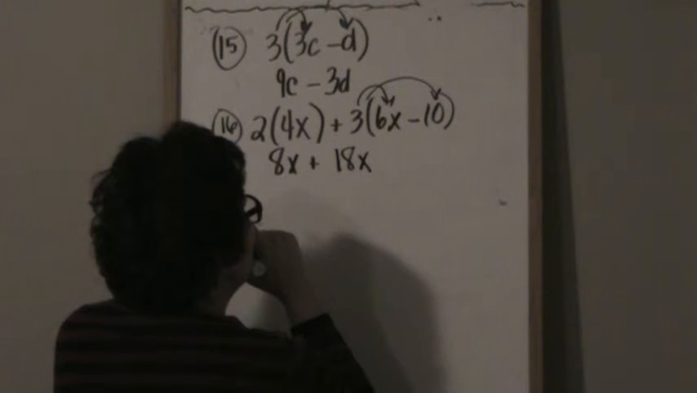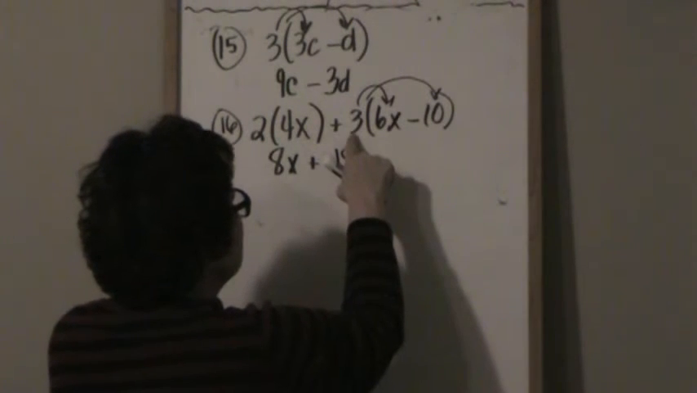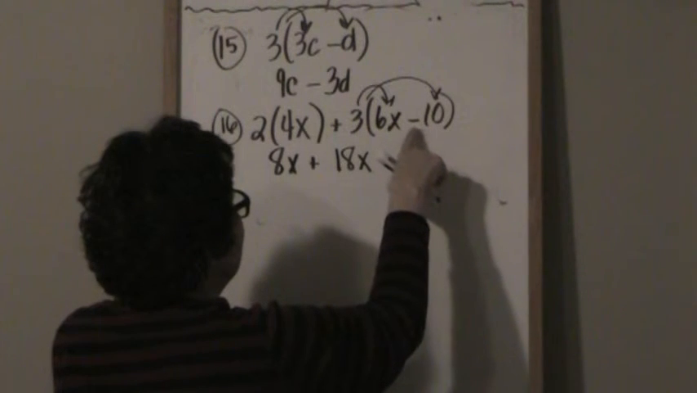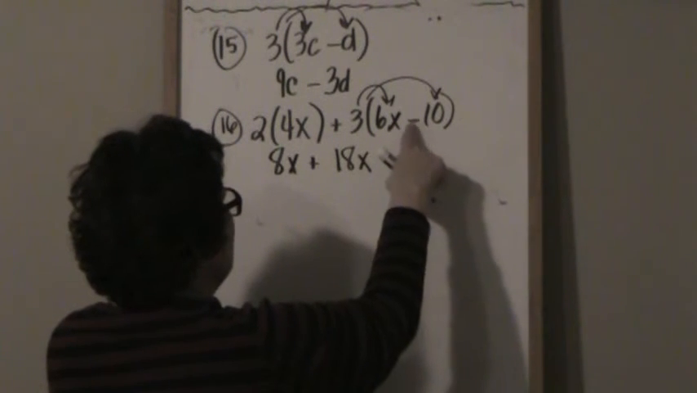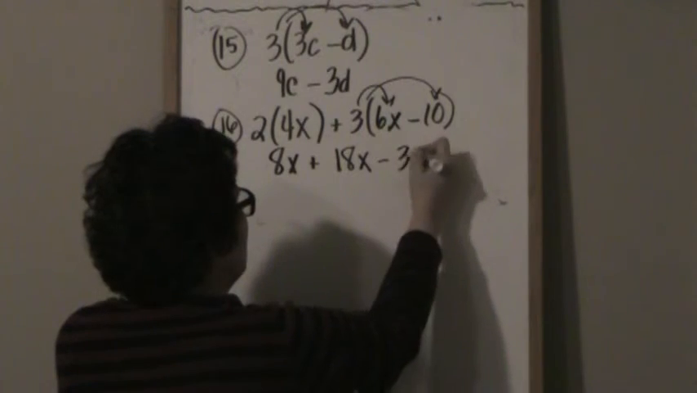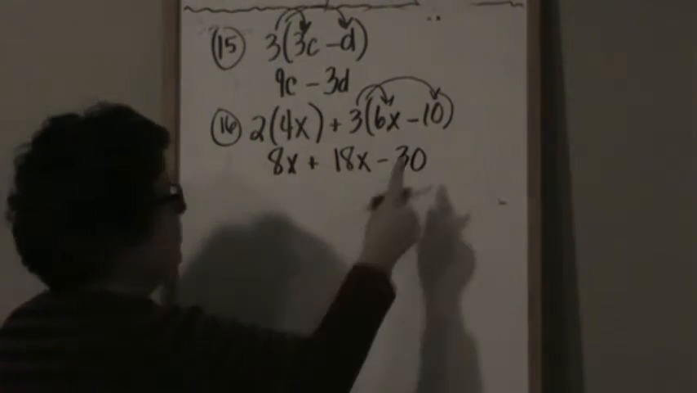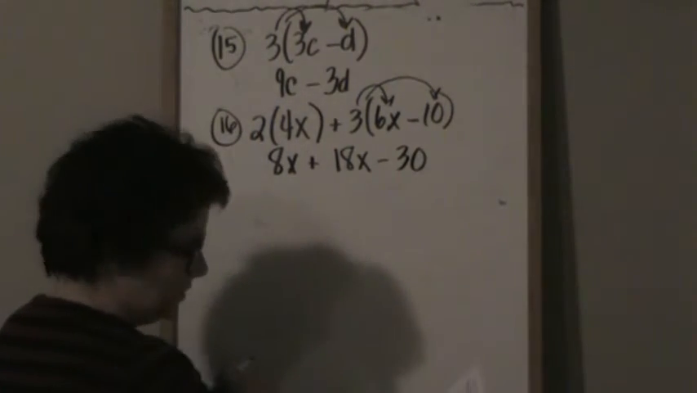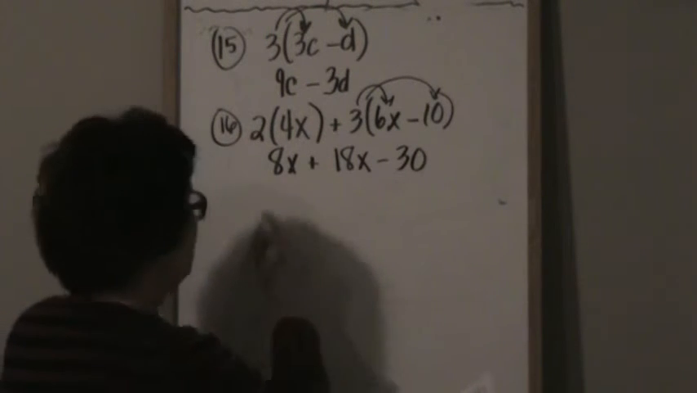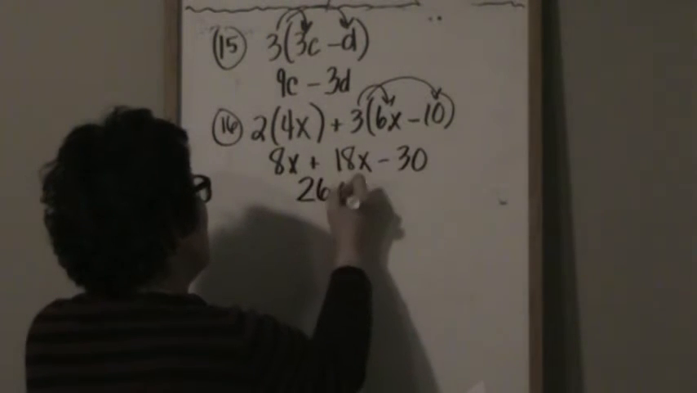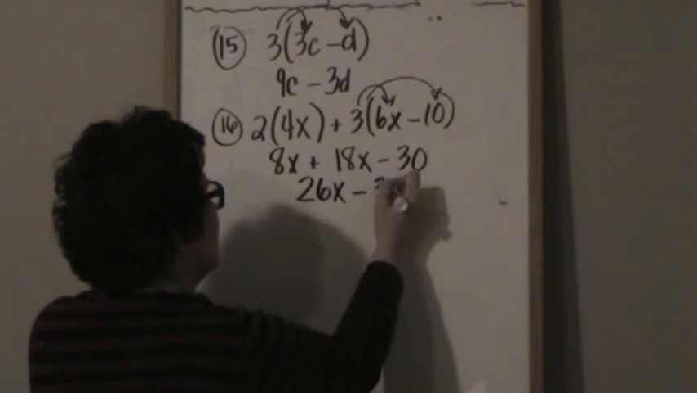And 3 times 10 is 30, but we're going to take away the 30, okay? Because that's a minus right there. So 8 plus 18 is 26x minus 30.